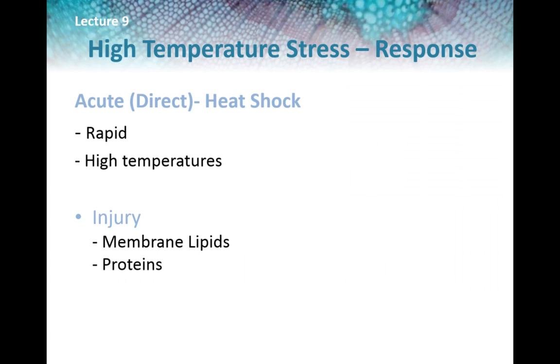Acute or direct heat injury is sometimes referred to as heat shock. It is characterized as involving short exposures to a very high temperature. As covered in the introductory section, heat stress injury can involve cellular membranes. Acute membrane injury can result from hyperfluidity or degradation of lipids.